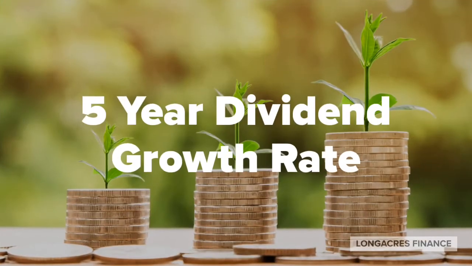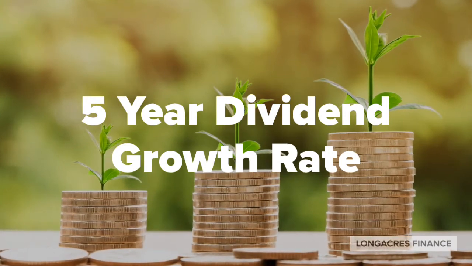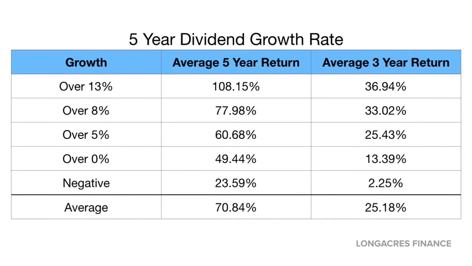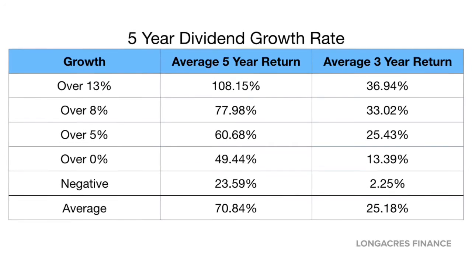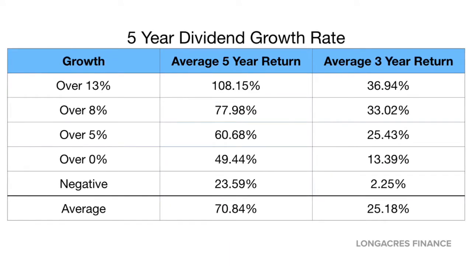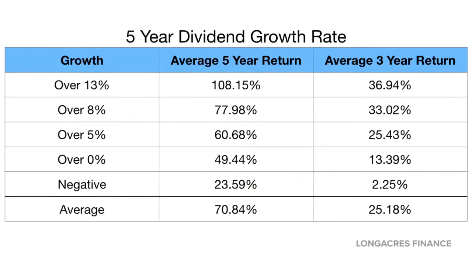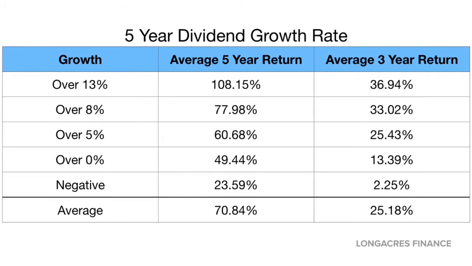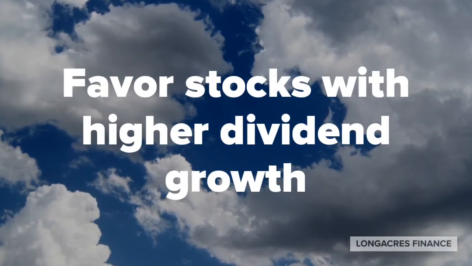Moving on to the 5-year dividend growth rate, which shows the annualized growth rate of a stock's dividend over the last 5 years. As you can see in the table, I broke down the dividend growth rate into 5 subgroups: dividend growth greater than 13%, greater than 8%, greater than 5%, greater than 0%, and negative growth rates. The trend, as expected, shows that stocks with higher dividend growth rates tended to have higher total returns. Based on this trend, I will want my final screener to favor stocks with higher 5-year dividend growth rates.